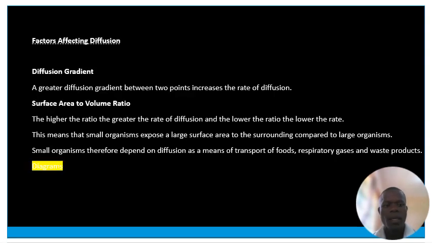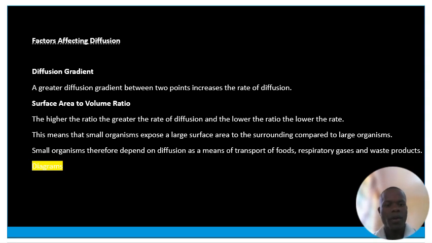So let's see the factors that affect diffusion. Number one, diffusion gradient. A steeper diffusion gradient between two points increases the rate of diffusion.